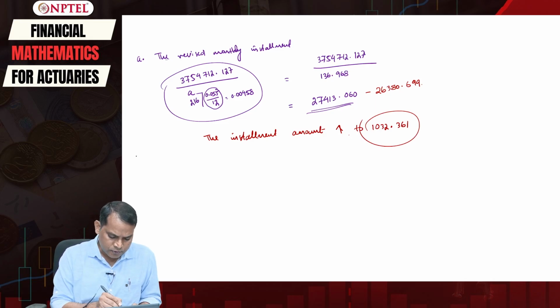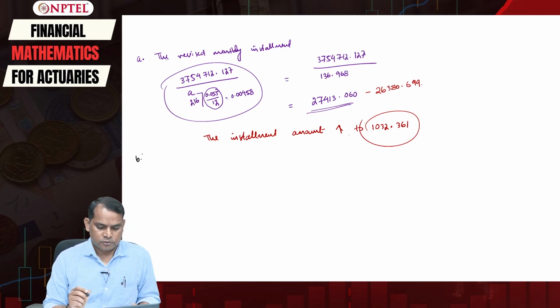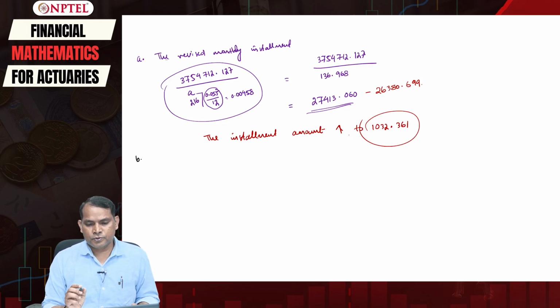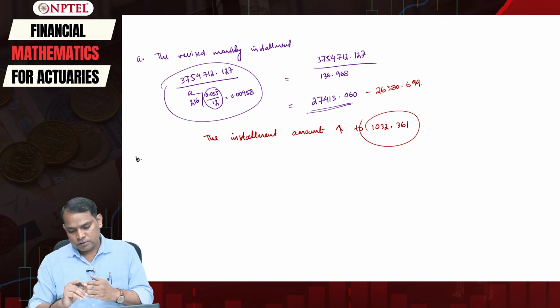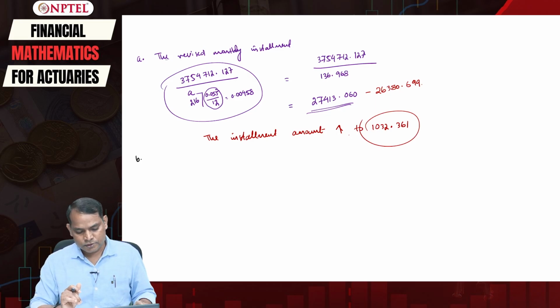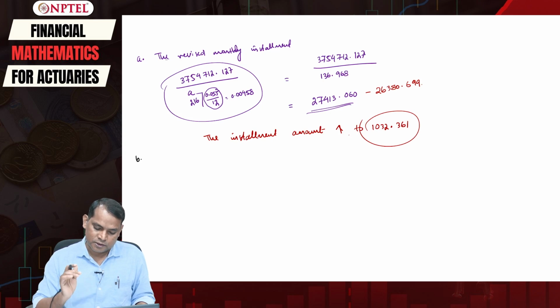Now let us compute the second part. What is the second part? The second part, we need to compute how much time it needs to complete the loan if the rate of interest is now changed and the installment remains the same.